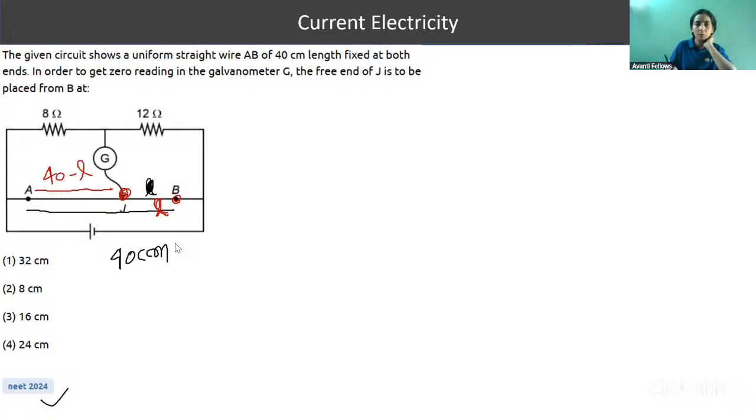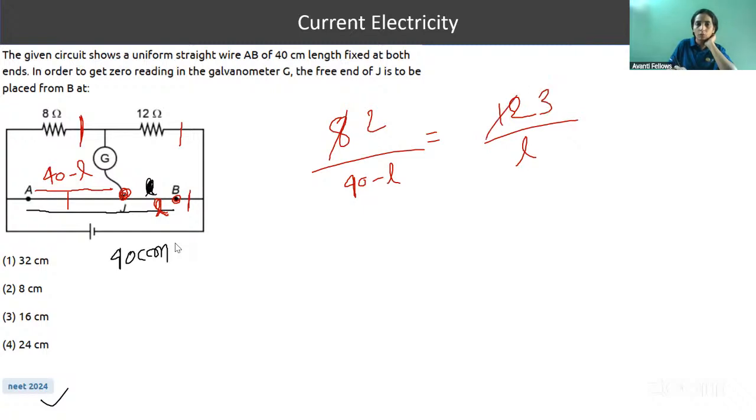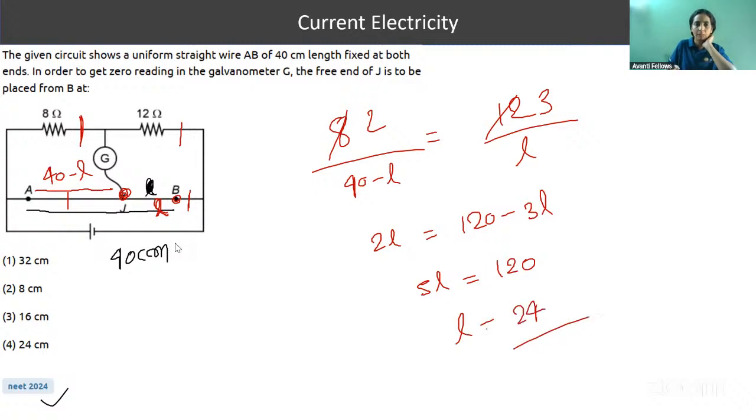So now put in the formula. Shashank, check again. So use the Wheatstone bridge. Resistance of this portion divided by this will be equal to resistance of this portion divided by this. So 8 by 40 minus L is equal to 12 by L. Solve it. First cancel this. So this is 12 is equal to 120 minus 3L. So 5L is equal to 120. So L is equal to 24 centimeter.